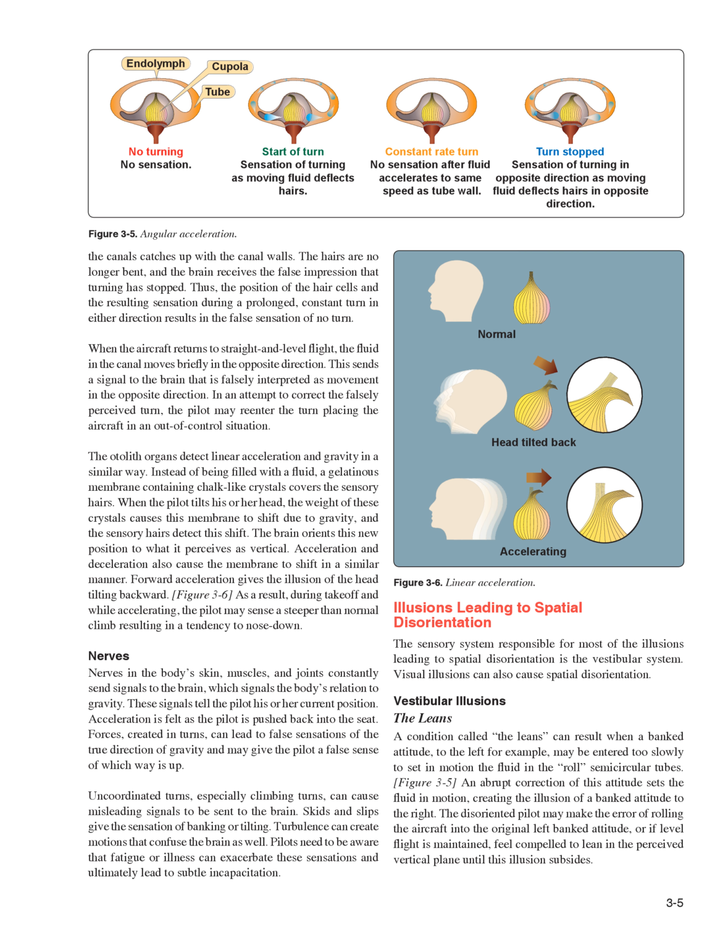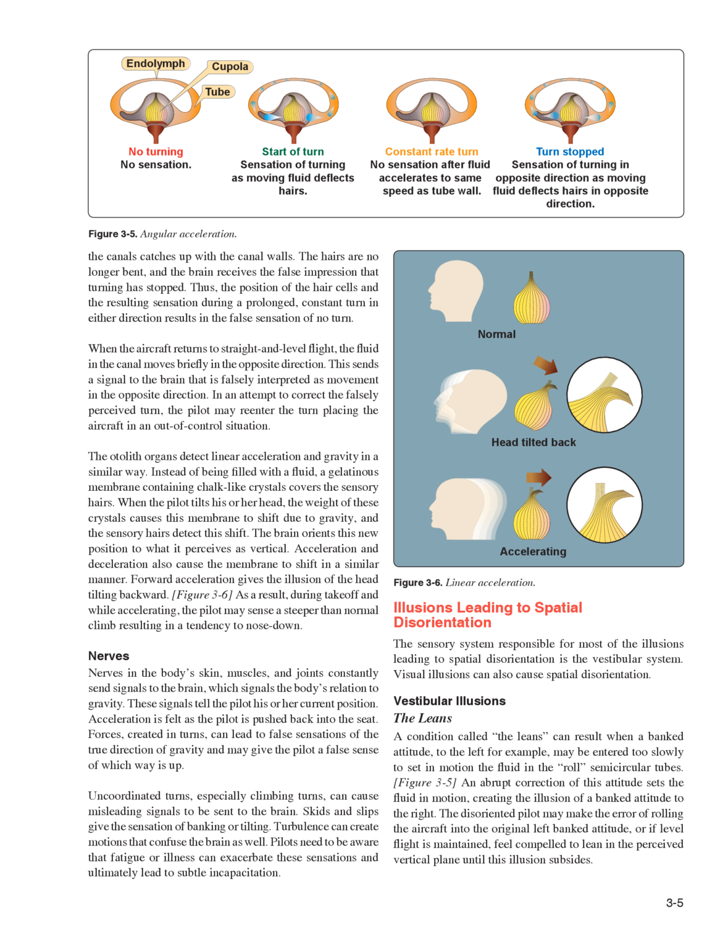When the aircraft returns to straight and level flight, the fluid in the canal moves briefly in the opposite direction. This sends a signal to the brain that is falsely interpreted as movement in the opposite direction. In an attempt to correct the falsely perceived turn, the pilot may re-enter the turn, placing the aircraft in an out-of-control situation. The otolith organs detect linear acceleration and gravity in a similar way.